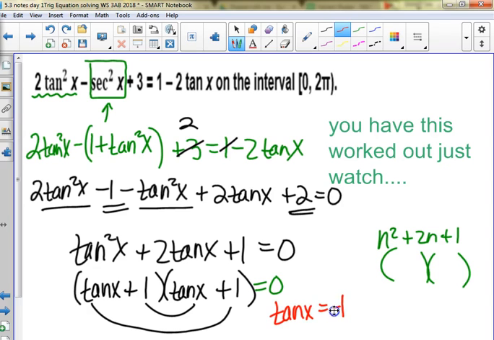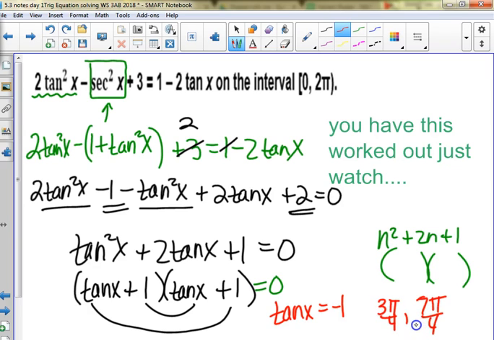Tangent x equals -1. Okay, they made this as hard as they possibly could because the tangent is the hardest one to do, right? It's not on our unit circle. But where is the tangent -1? It's got to be at those pi over 4s, right? But where 1 is positive and 1 is negative. 3 pi over 4 and 7 pi over 4.